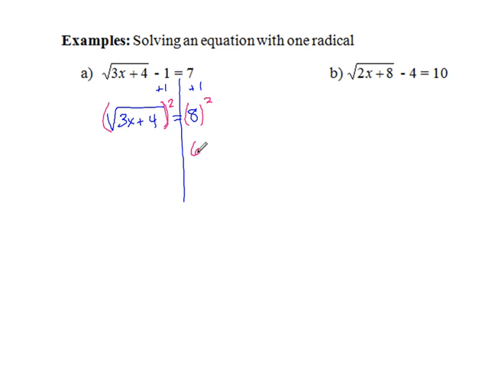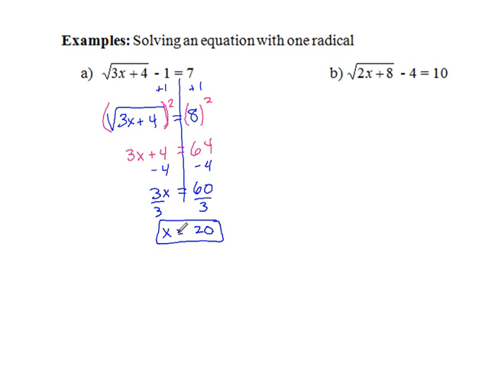So 8 squared, 64, and the square root of something squared, we just get 3x plus 4. Remember, I say it's locked in a box, and you need to have this key to open this box, and once you've opened it, it drops down. All right, we just have a couple more steps. Subtract 4. Get 60 equals 3x, divide by 3, and x equals 20.